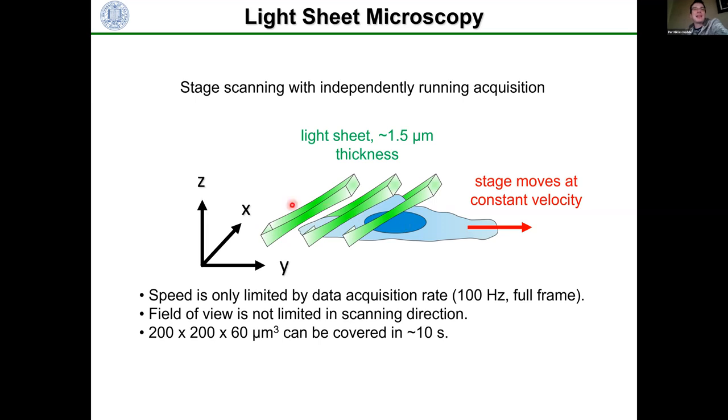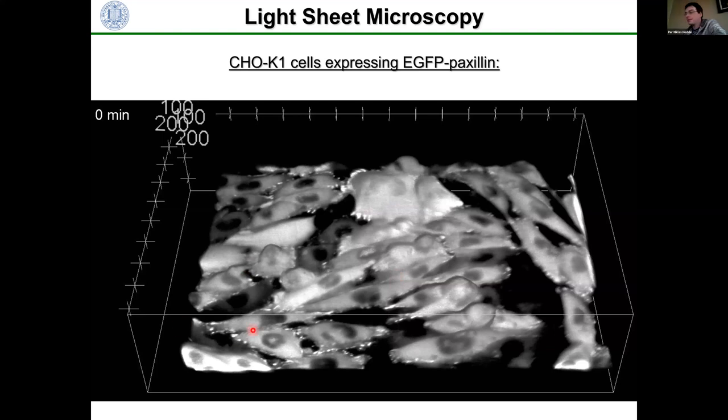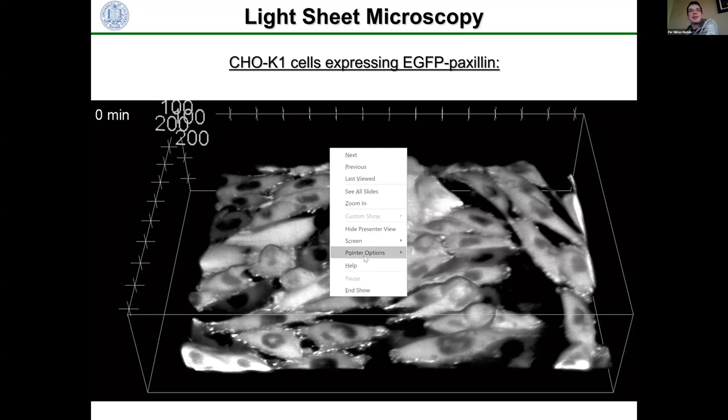So what are the speeds that we can expect? Many of the modern CMOS cameras can do 100 frames per second at full frame. If you crop a region, you can go even faster. So for example, in this case, we imaged 200 by 200 by 60 micron cubed in roughly 10 seconds, which, if you compare it to the confocal microscope, is of course much, much faster. So here is an example of the type of images that you can get.